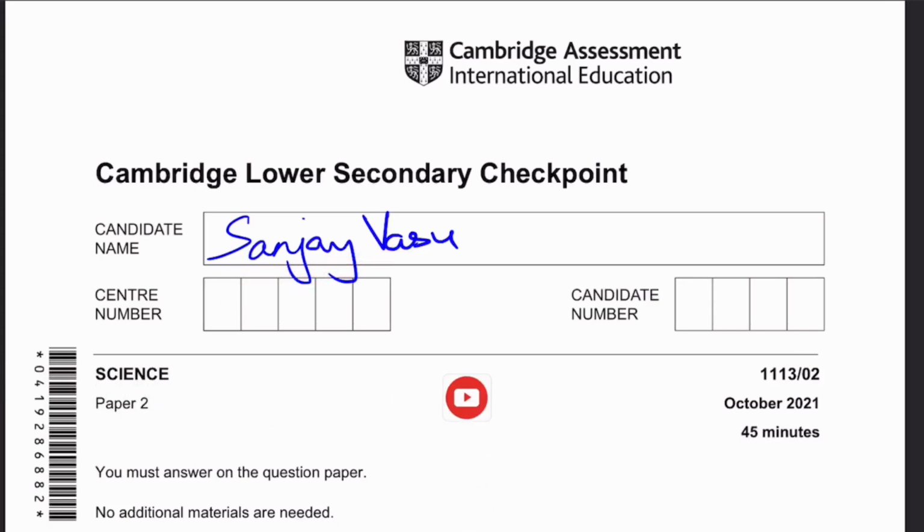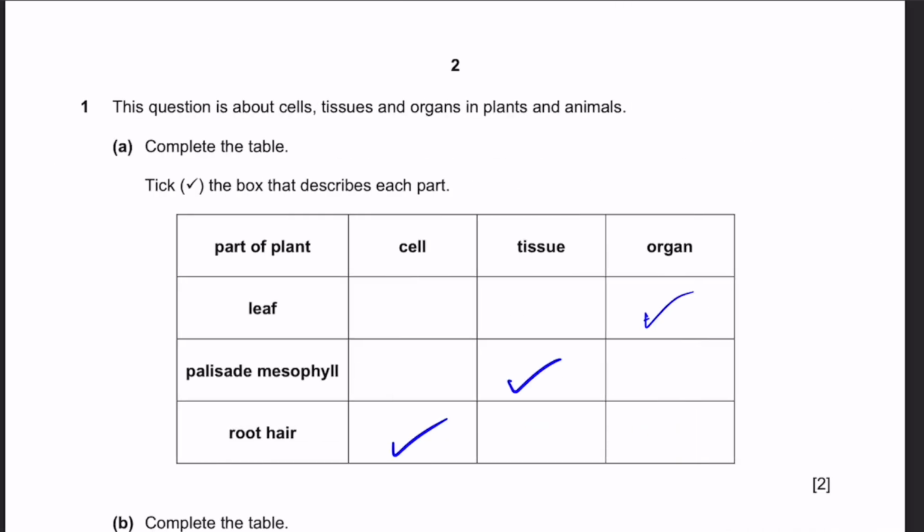This time I'm doing it on Cambridge Lower Secondary Checkpoint for Science Paper 2 October 2021. Let's start. Question 1. This question is about cells, tissues and organs in plants and animals. A. Complete the table. Tick the box that describes each part.